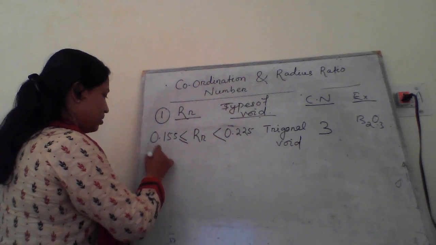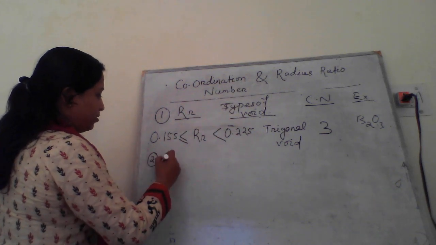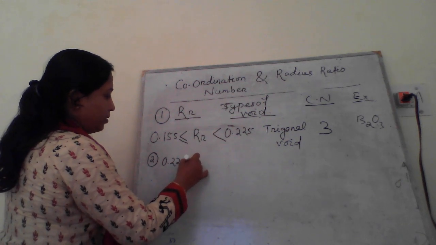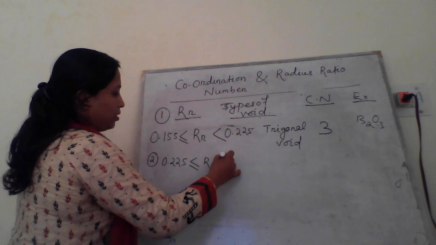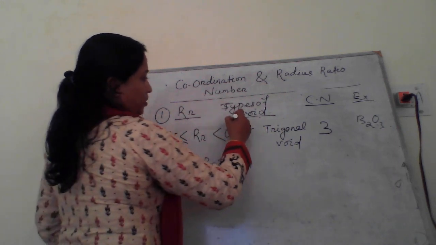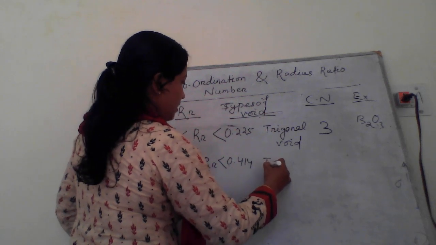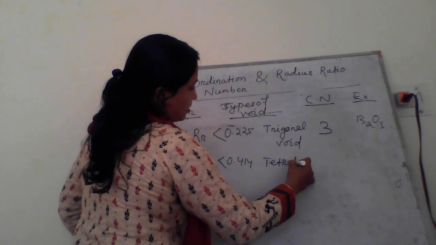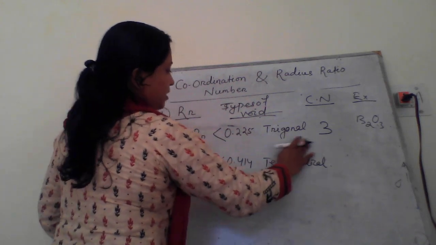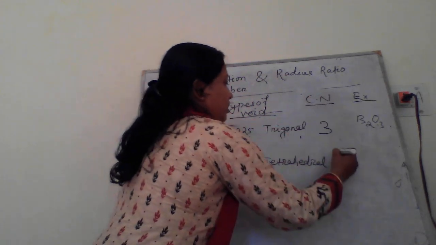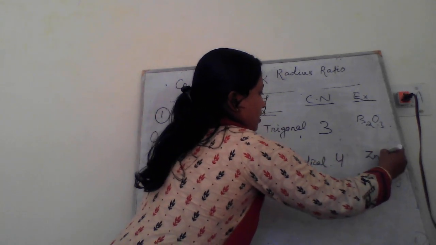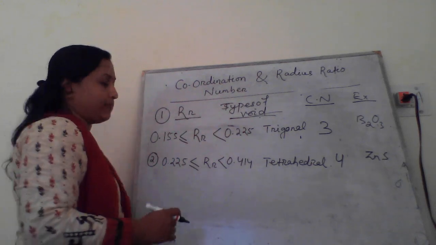Then if the radius ratio value lies between 0.225 to 0.414, the void type is tetrahedral. That is, the shape of the molecule is tetrahedral. So the coordination number is 4, and here the example is zinc sulfide, ZnS.